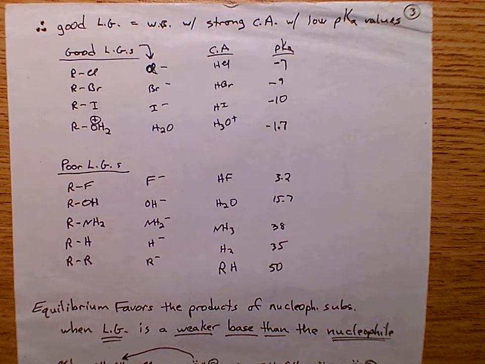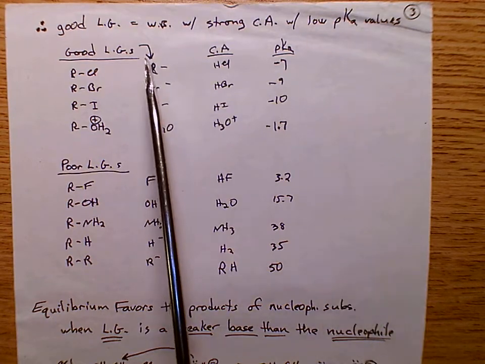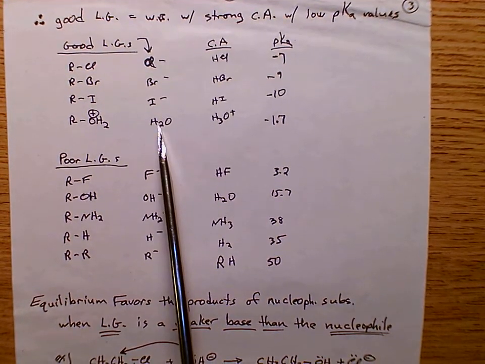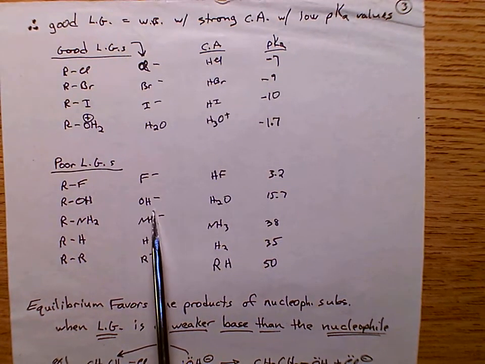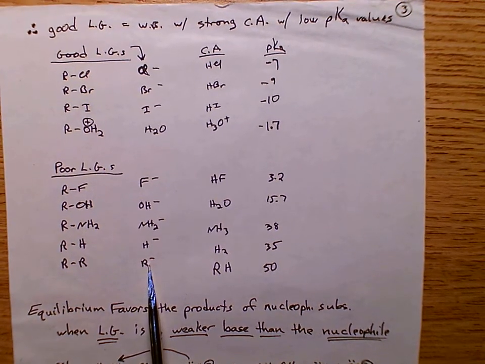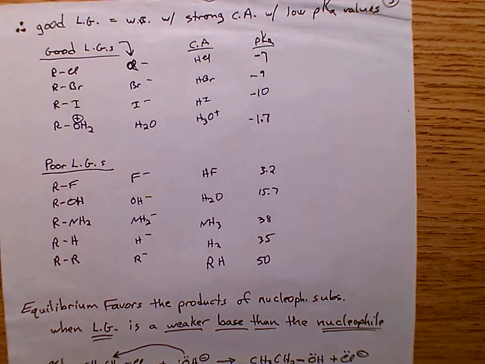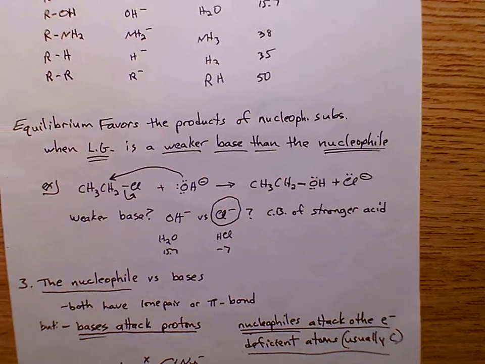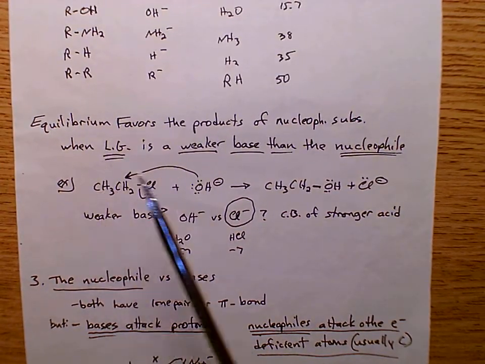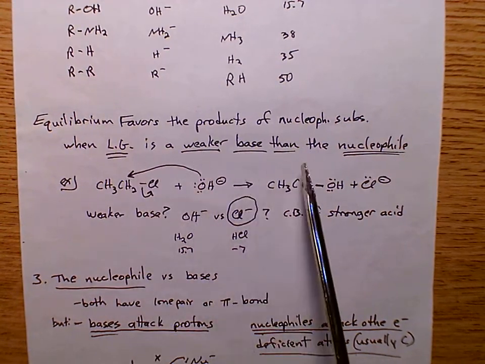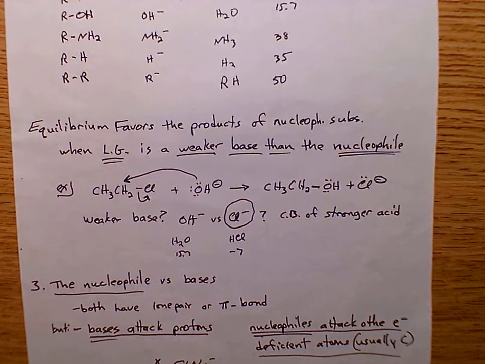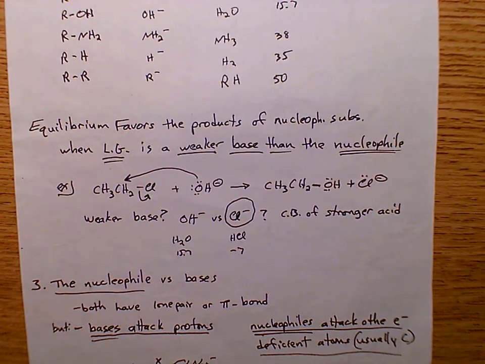All right. But here's the deal. These are weak bases. These are fairly strong bases. Strong bases make good nucleophiles. So when you're doing a substitution reaction, the thing to remember is that the equilibrium favors the products of a nucleophilic substitution when the leaving group is a weaker base than the nucleophile. Because note, the leaving group is a base, we want it to be a weak base. The nucleophile is a Lewis base, we want it to be a good Lewis base, a strong base.